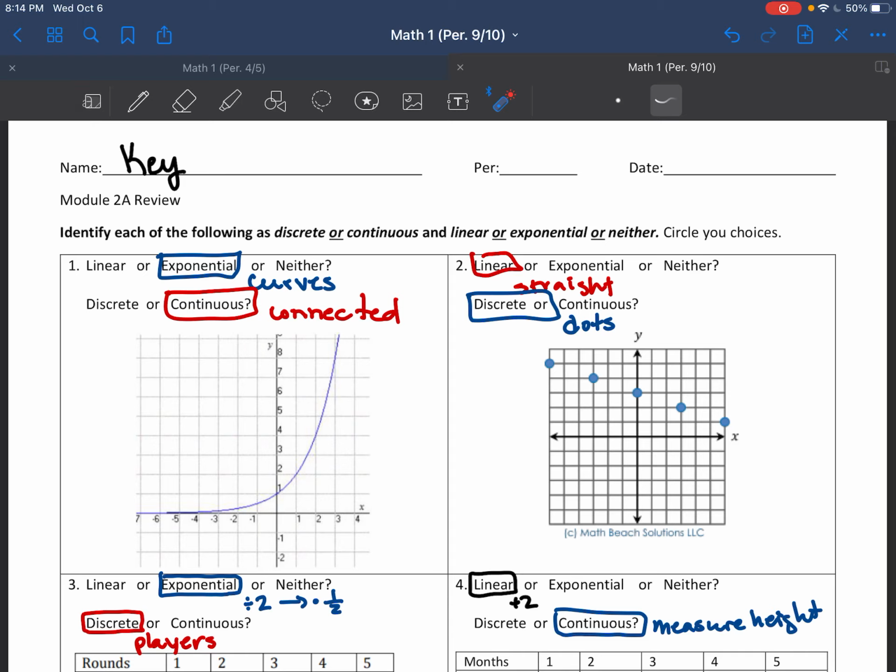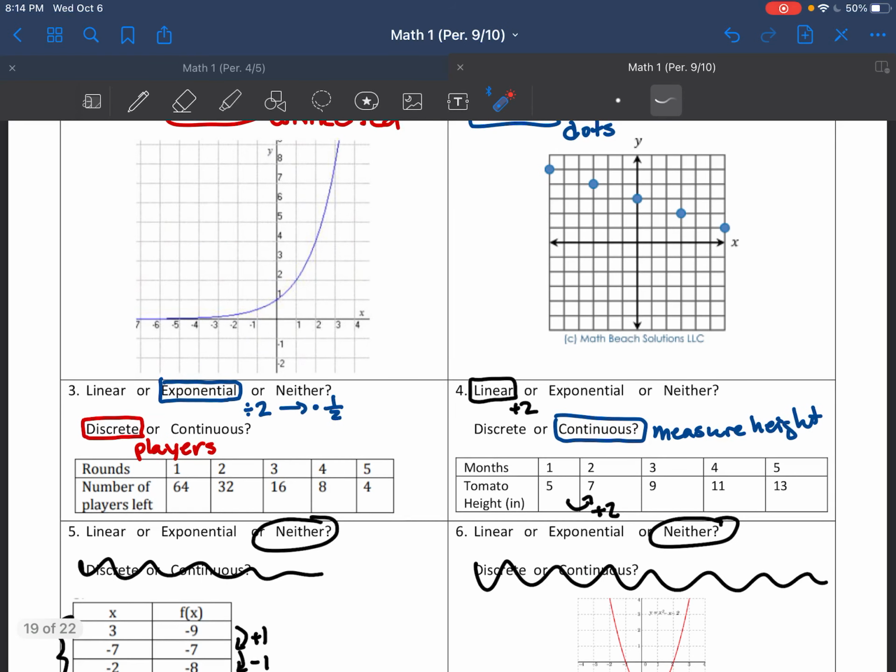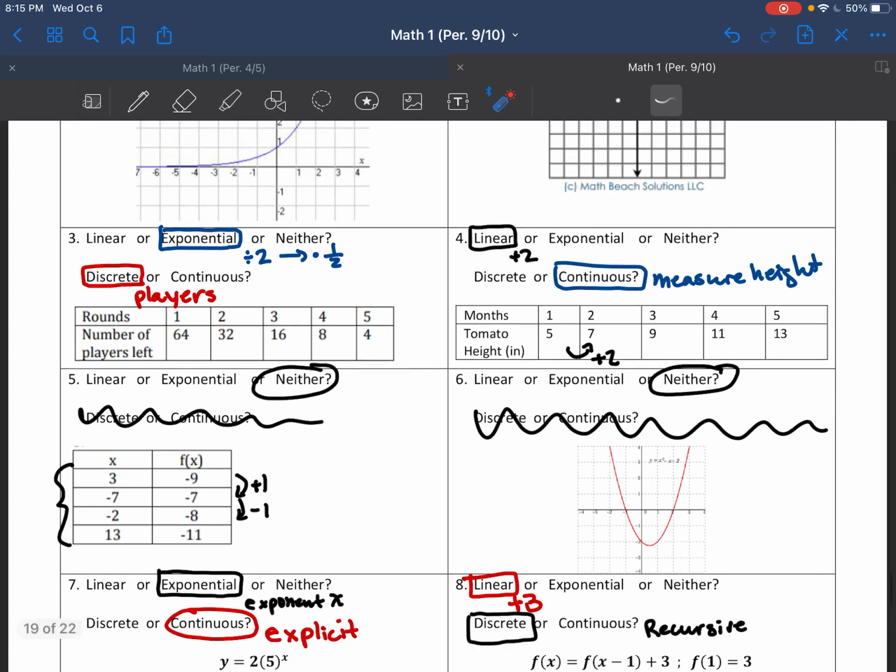3 is exponential because we are dividing by 2 as we go down, which is secret division of multiplying by 1/2. It's discrete because we're talking about players. Number 4 is linear because we are adding by 2. It's continuous because we measure height in this table about tomatoes.